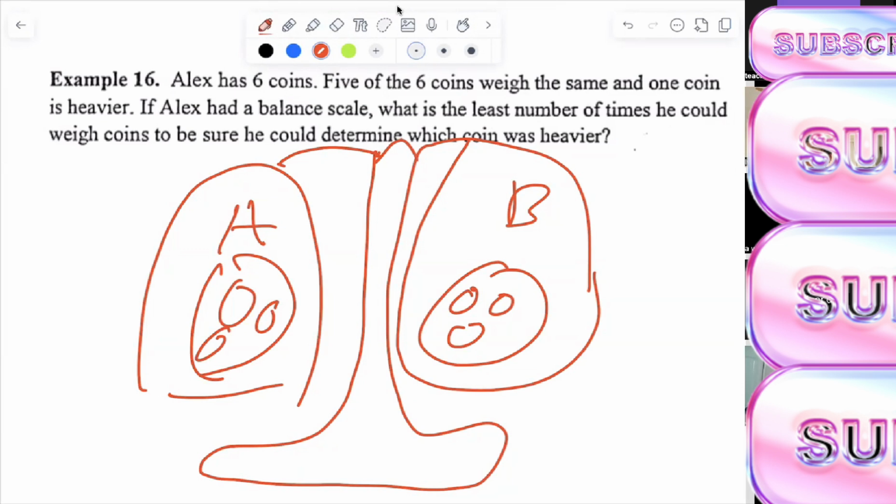If B is the heavier one, we can just weigh one on one. If these two are equal, that means this one is the odd one out. If these two are different, then we can see that this one is the odd one out, because we want to look at the heavier one. So the answer is going to be 2 in this case.